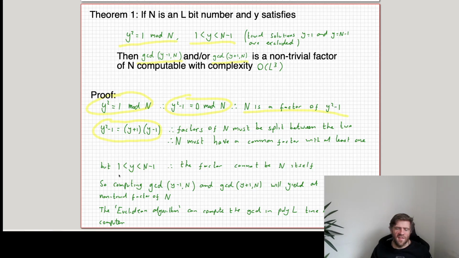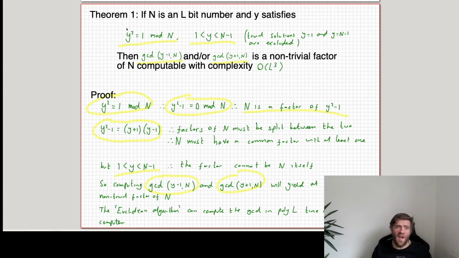Now, the fact that y is restricted to not being as high as n minus 1 and being greater than 1 means that that factor cannot be n itself. So computing these greatest common divisors of y minus 1 and n, and y plus 1 and n, will yield at least one non-trivial factor of n. And this can be done using the Euclidean algorithm, which is non-quantum.